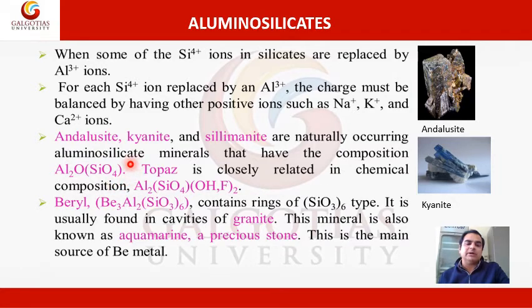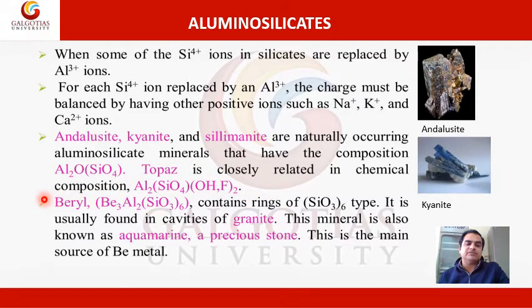One common example, also known as topaz, is closely related in chemical composition, and it has the chemical formula Al2SiO4(OH,F)2. This is the chemical formula for topaz.